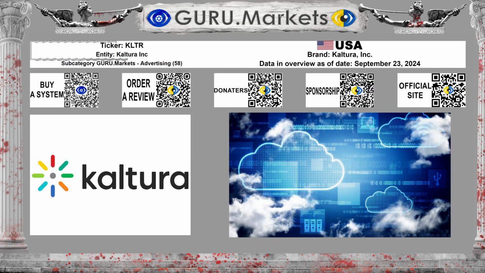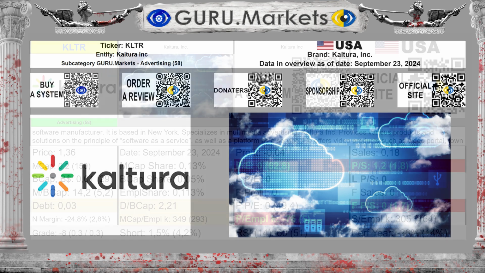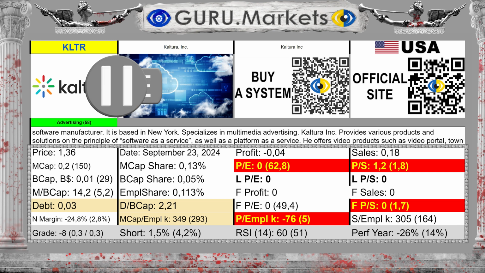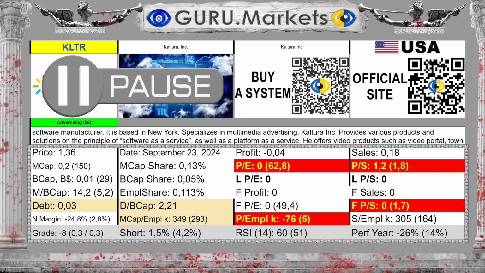We will look at the main indicators of the company Kaltura Inc., ticker KLTR. This review was created using current information as of September 23, 2024. By Guru.Markets classification, Kaltura Incorporated belongs to the Advertising subcategory, where 58 organizations participate in the comparison, which is very representative. Let's start with summary information about the company. If necessary, you can pause it. We propose to consider each parameter of the organization more carefully.